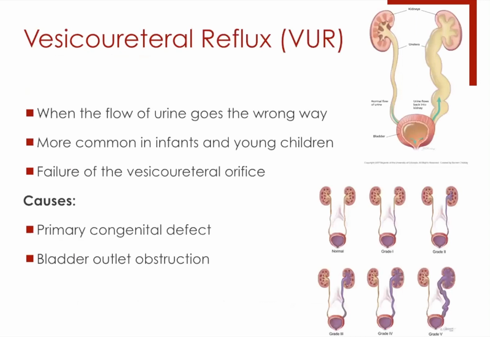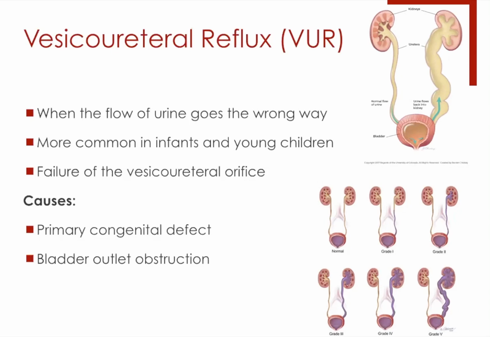Now, this is another rare circumstance that's very important. Between the ureters and the bladder, consider this a one-way flap that only allows urine to go from the ureters into the bladder and prevents backflow. If you have a malfunction of this flap, you can have a condition called vesicoureteral reflux, VUR. VUR is more common in infants and young children, and it's a very severe case, and it's due to the failure of this vesicoureteral orifice, essentially a flap.